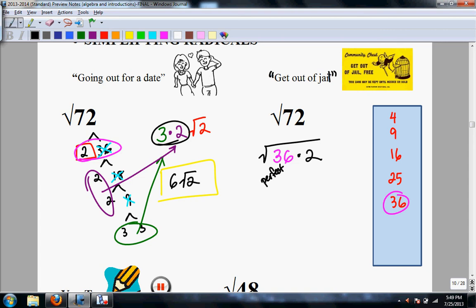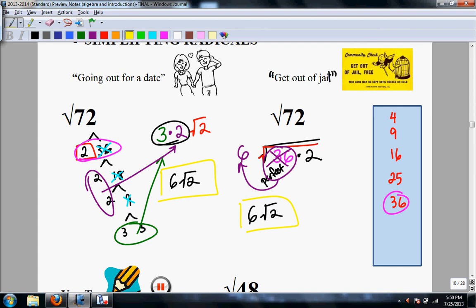Here's the storyline. If you're in jail, the radical is jail. If you are perfect, circle it, you get out of jail, but you must have a change of heart. If you're perfect, you get paroled, but you must have a change of heart. So the 36, when it comes out, becomes 6. 36 is perfect, gets paroled, becomes 6. Root 2, same answer.